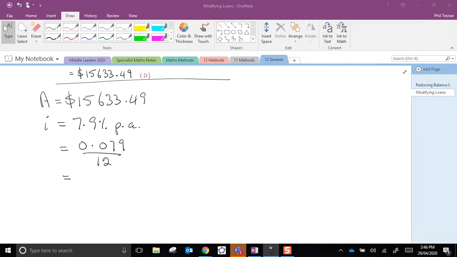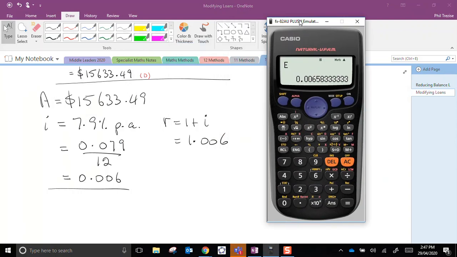So to write that on the page, 0.006, and then there's 58333, but I'm not going to go crazy with writing the whole thing because the calculator will remember it for me. Remember, r equals 1 plus i, so that will be 1.006. Now don't forget to actually calculate that out on the calculator. Plus 1, double check that it's what we think it is, yes.